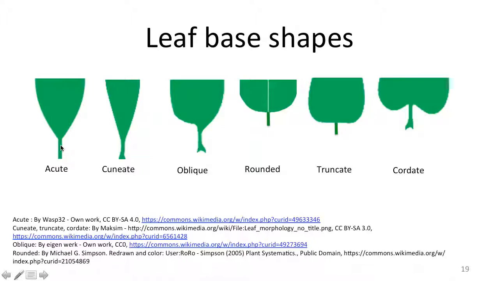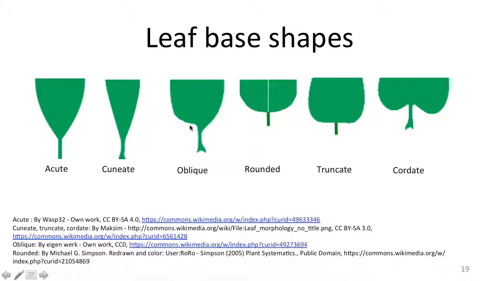The first possible shape is acute, and this is pretty similar to what the term meant when we talked about it in relation to the apex. The base comes to a point, and that point is narrower than 90 degrees. Next we have cuneate. Cuneate is similar to acuminate for a leaf tip. It is a base that tapers and gets increasingly more sharp as it gets closer and closer to the base.